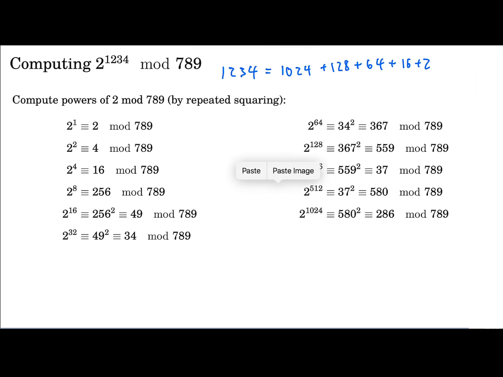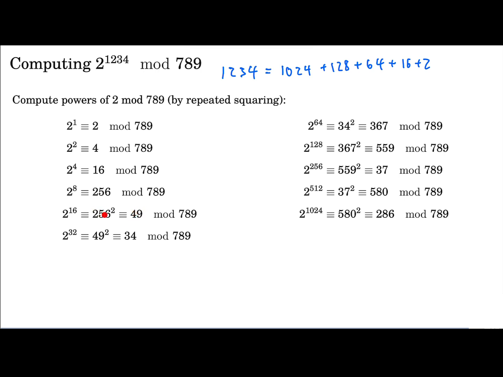Okay, so let's take the powers of 2, mod 789. So you start with 2, then you square it, you square that, you square that. Now notice that at some moment you're going to exceed 789, and the trick here is that when you do that, you don't deal with this huge number, you quickly take its modulo. So if you divide this by 789, the remainder will be 49. And now you deal with the 49 instead of dealing with the big number.